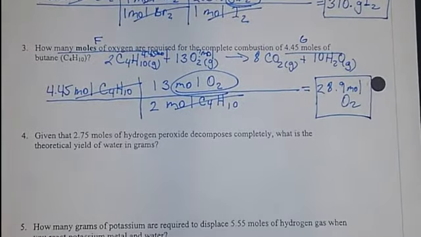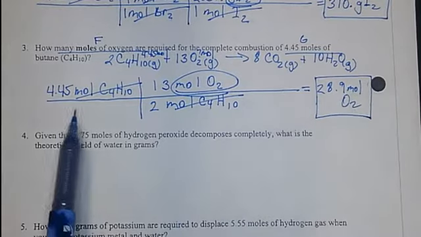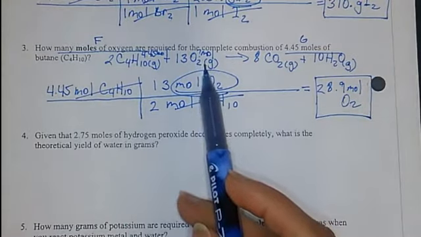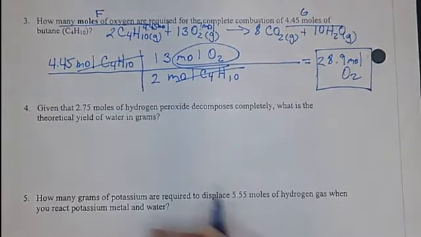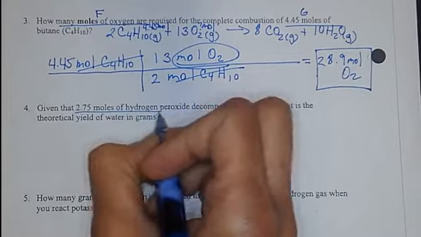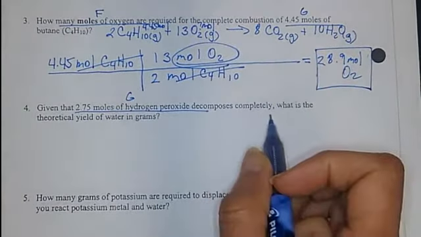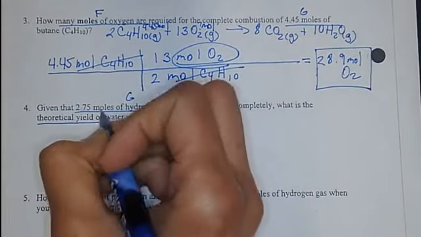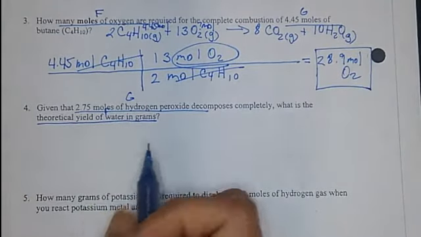Okay. So the answer for number 3 is 28.9 moles of oxygen. Notice how short this problem was because you're going from moles of one substance to the moles of the next substance. So you really need to just use the mole to mole ratio in here. Number 4: given that 2.75 moles of hydrogen peroxide, this is what you're given, decomposes completely, what is the theoretical yield of water, in grams? So this is what you're trying to find. Remember, the theoretical yield always means grams, okay?